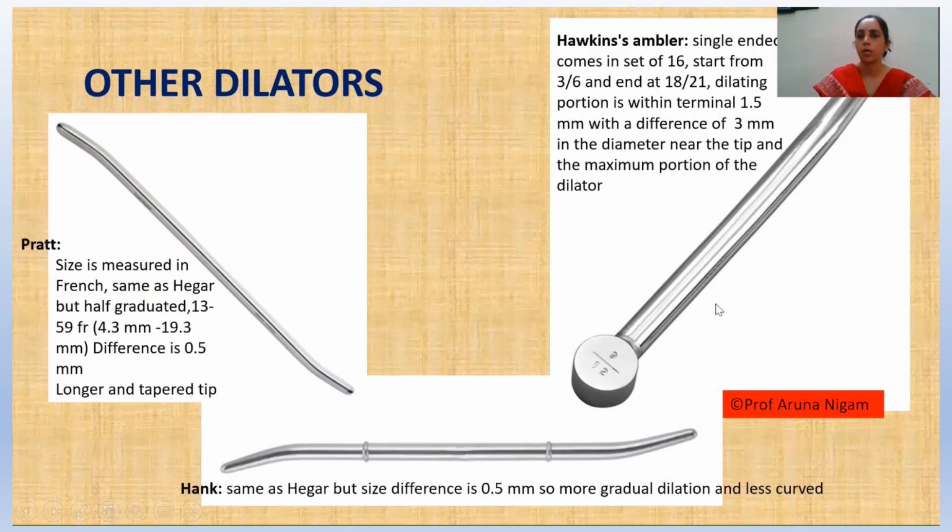Then comes the Hawkins-Ambler dilator. This is very important. It is single-ended, comes in a set of 16, starting from 3 to 6 and ending at 18 to 21. The dilating portion is within the terminal 1.5 centimeter, with a difference of 3 mm in the diameter near the tip and the maximum portion of the dilator.